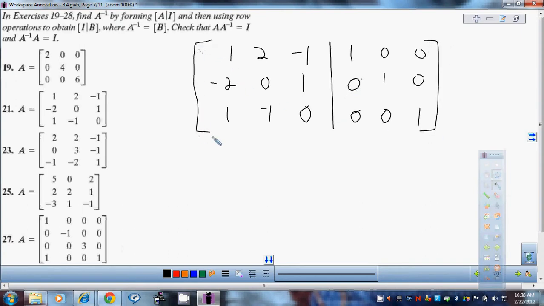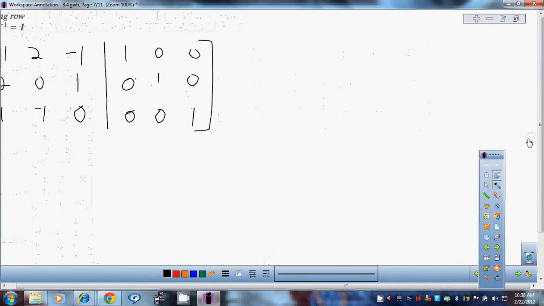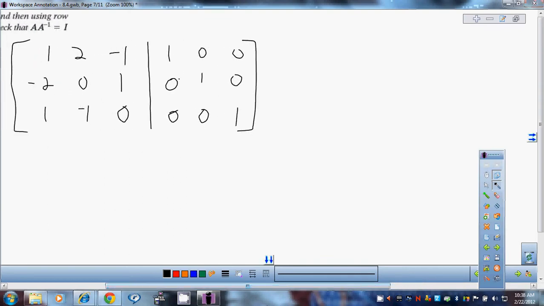We are going to do the exact same thing we did last section when we were solving systems of equations, but the difference is instead of doing it to the answer column, we are going to do it to the other side of the matrix as well. I need to get the left-hand side to be the identity. That's the goal.